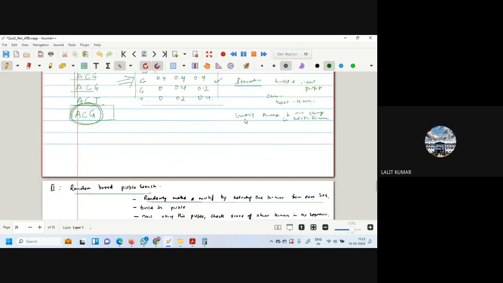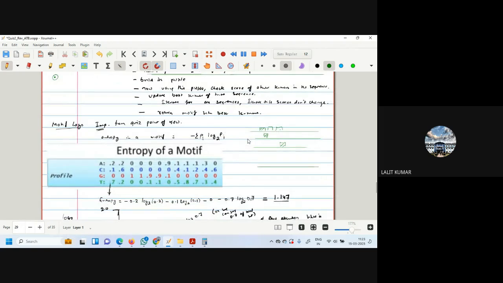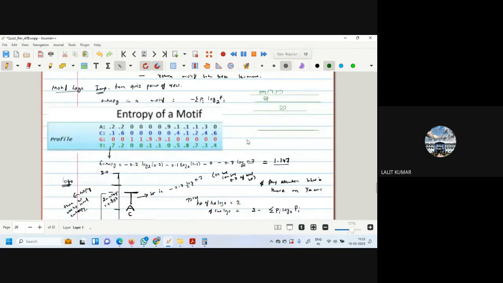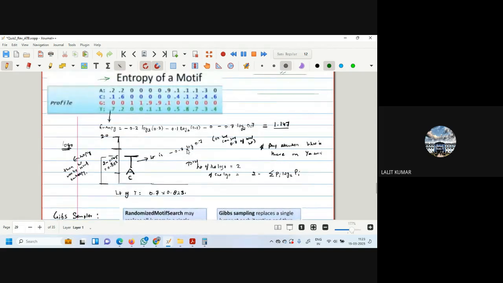Yes. Okay. Now, to build more randomness into this: in the random-based approach, we are selecting randomly only in the first step. Thereafter, there is no randomness. So now to bring more randomness into this, we come to the concept of entropy of a motif. I have skipped Gibbs sampling. Gibbs sampling will come from here only, so I'll cover this later.